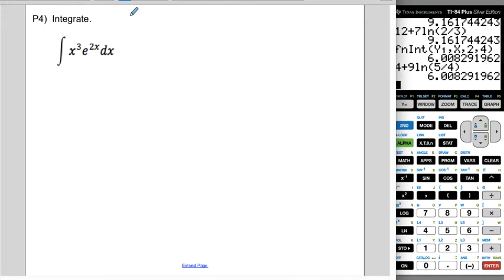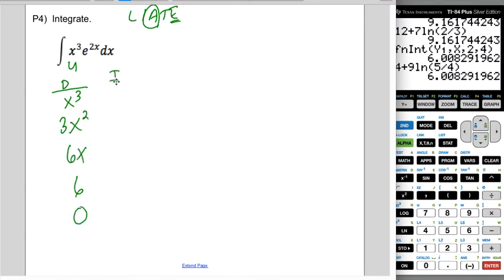Same thing here, right? We're going to use LIATE to choose our u. And here the algebraic thing comes before the exponential, so this is my u. So yet again, this is a perfect case for using the shortcut. So x cubed, 3x squared, 6x, 6, and 0.